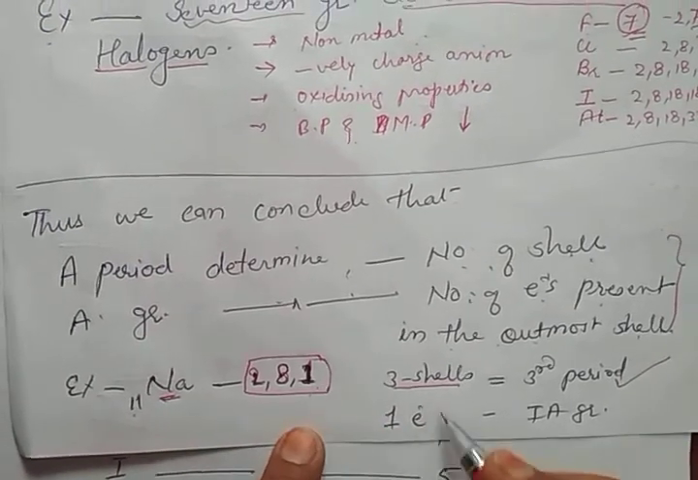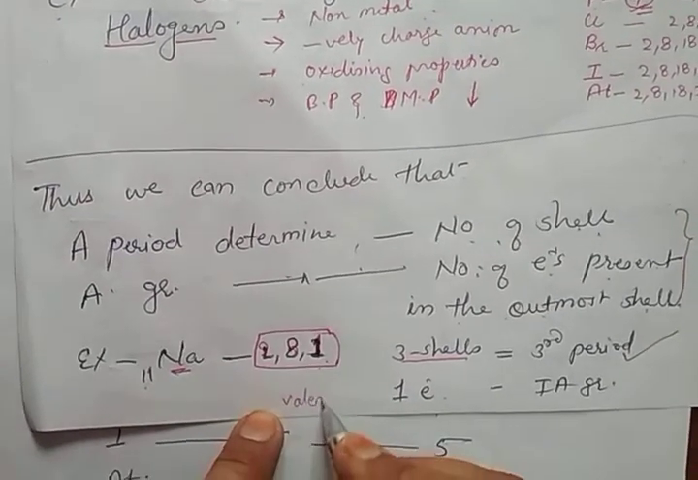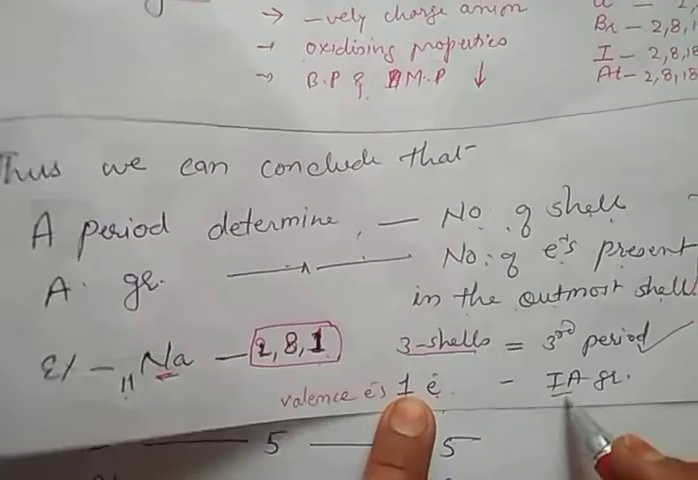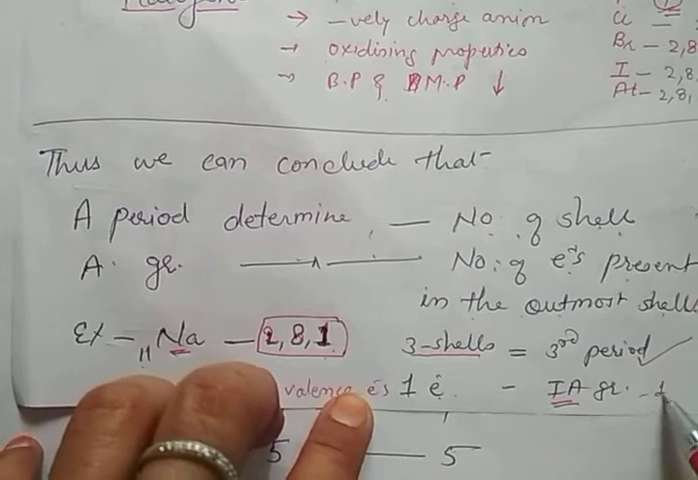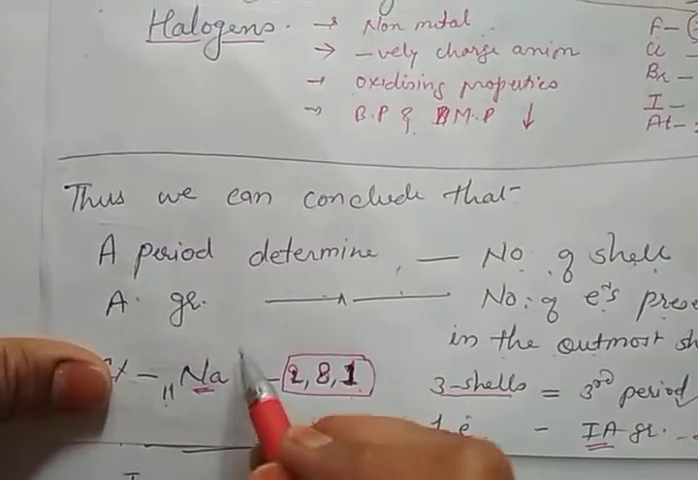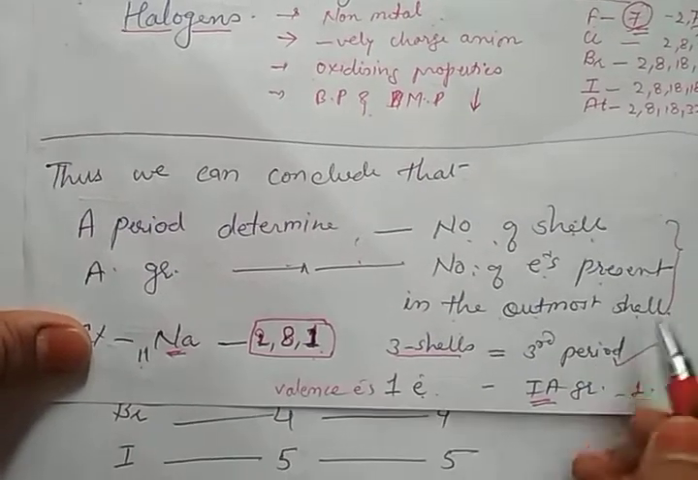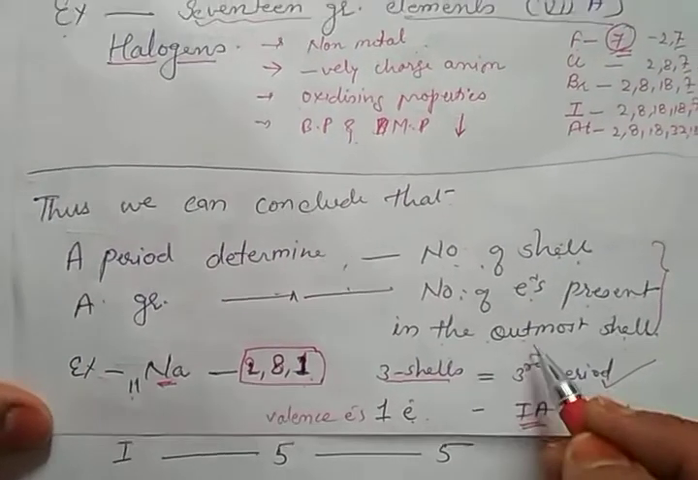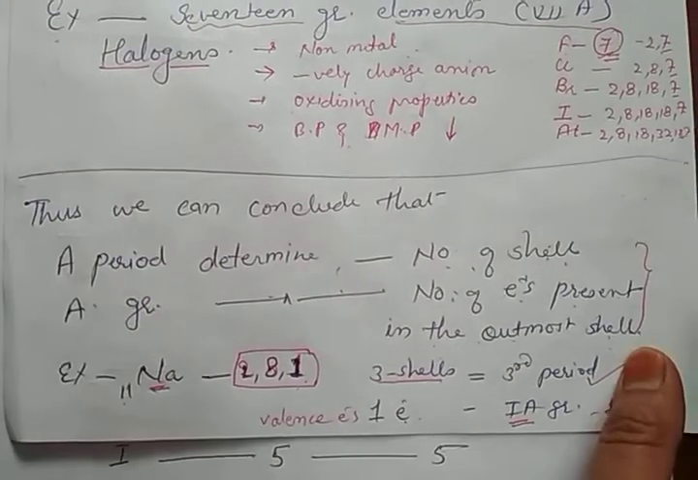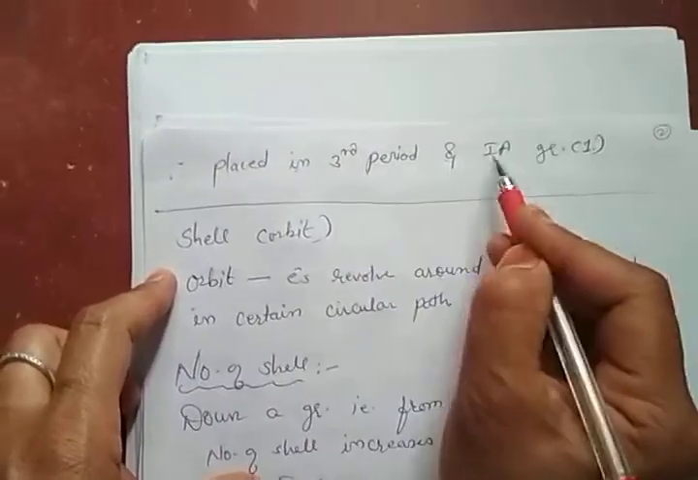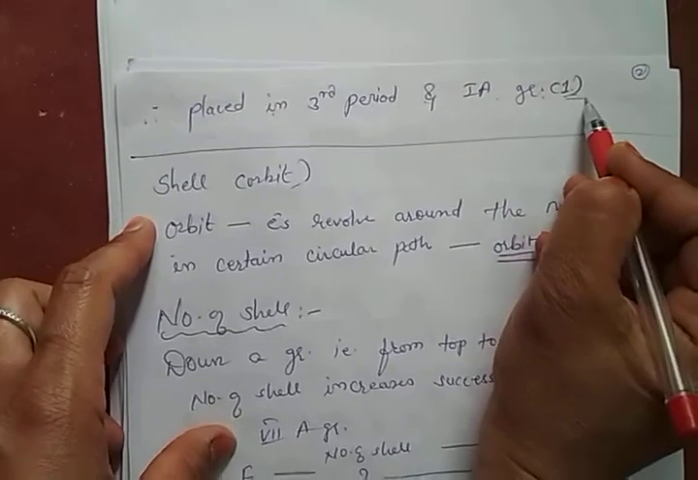It has only 1 electron as a valence electron. Due to the presence of this 1 valence electron, it is present in the first group. So if we know the number of shells and the number of electrons present in the outermost shell, we can find out the position of the particular element in the periodic table. So from this example, we can say that sodium is placed in the third period and first A group, that is, in the first group.